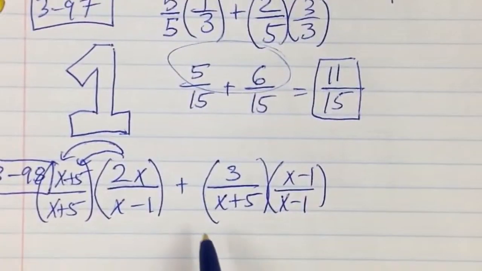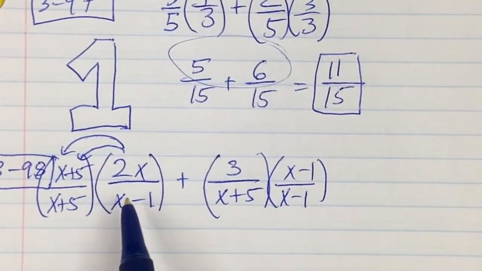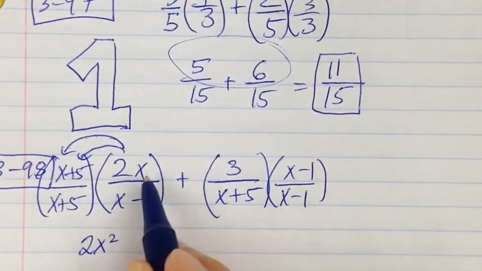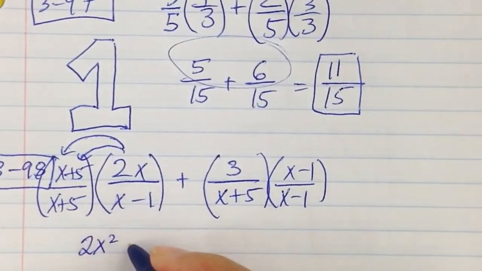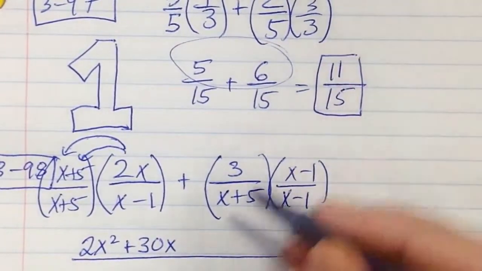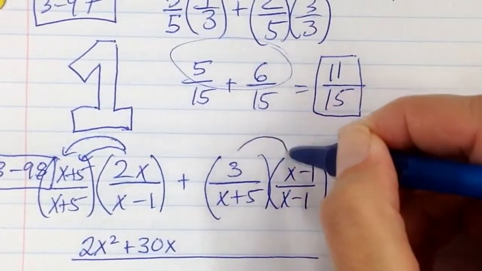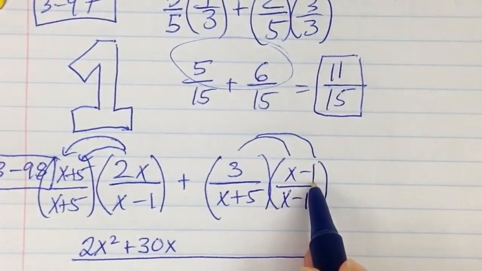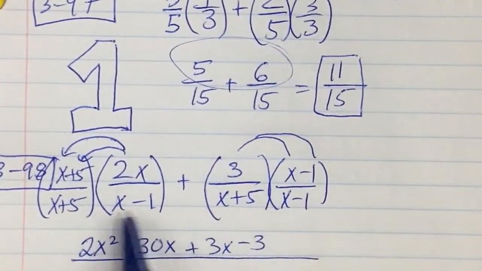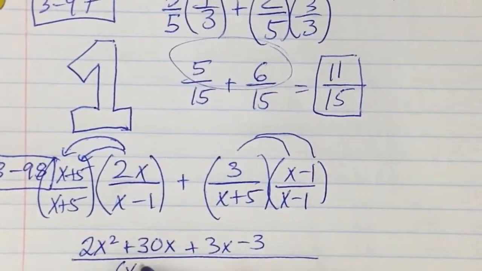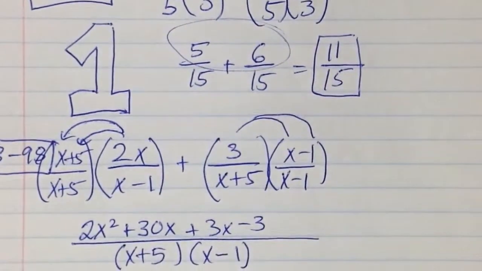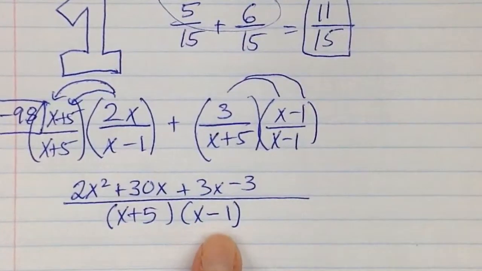And you want to do all this work out. Try not to do it in your head or you'll mess up. 2x times x is 2x squared. 2x times 5 is plus 10x. Then we can do the second one as well. 3 times x minus 1 is plus 3x minus 3. And then for the denominator, we just have x plus 5 times x minus 1.